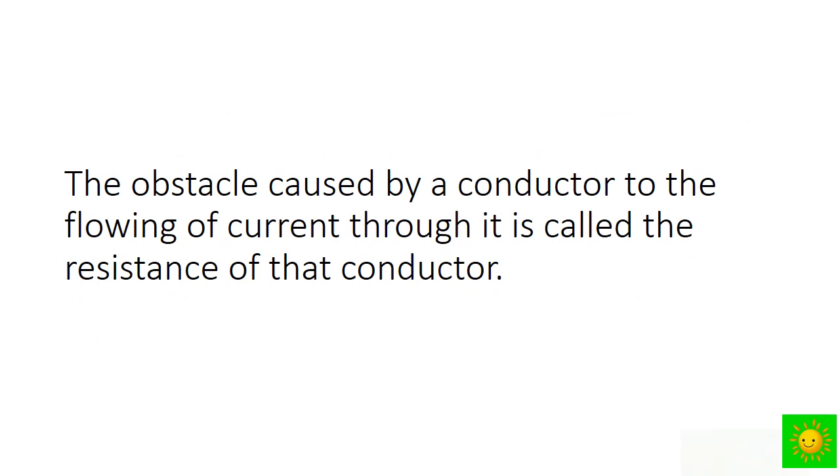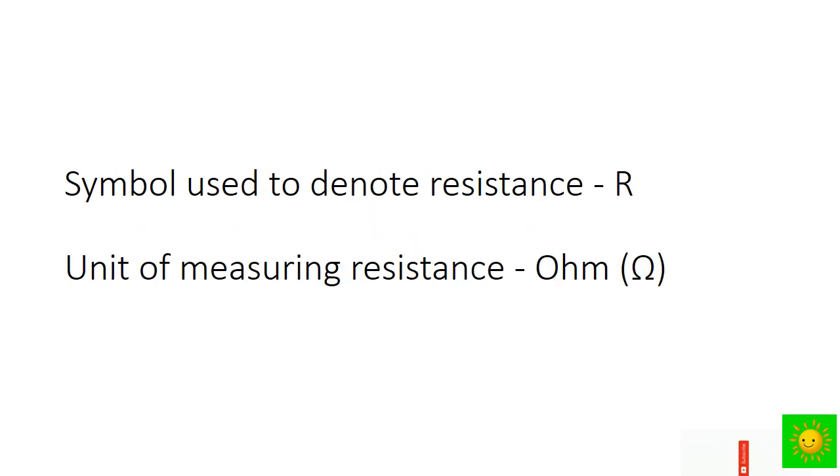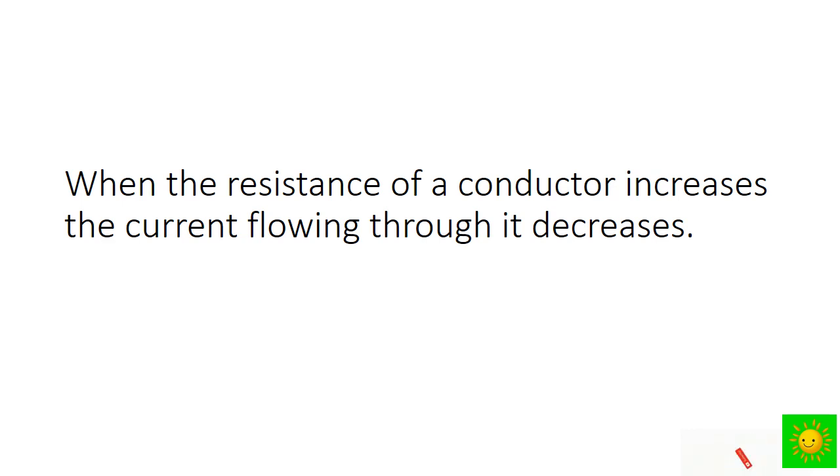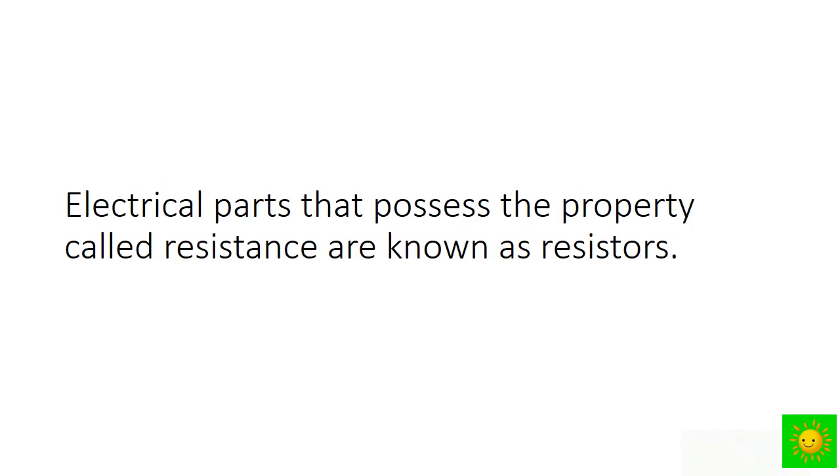The obstacle caused by the conductor to the flow of current through it is called the resistance of that conductor. This is the symbol used to denote resistance, capital R. The unit of measuring resistance is ohm. When the resistance of a conductor increases, the current flowing through it decreases. Electrical parts that possess the property called resistance are known as resistors.